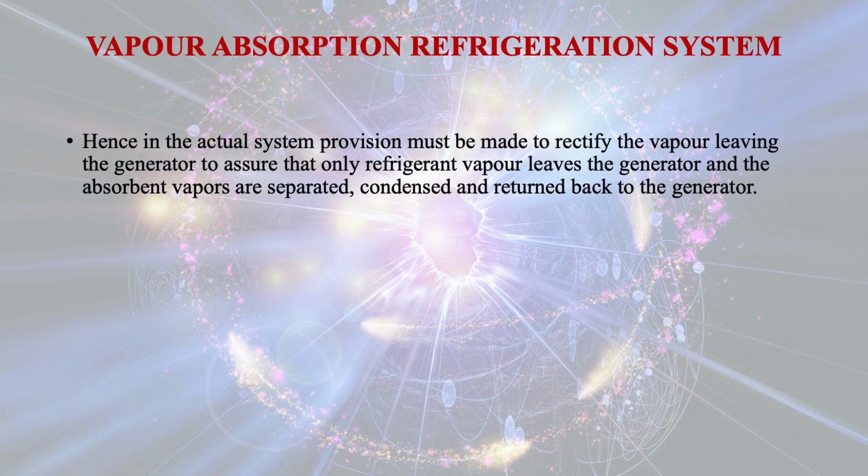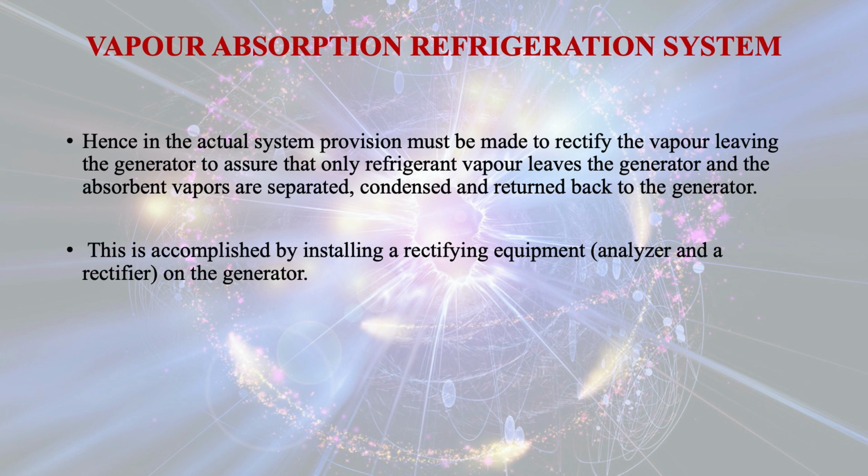Hence, in an actual system, provision must be made to rectify the vapor leaving the generator to assure that only refrigerant vapor leaves the generator, and the absorbent vapors are separated, condensed and returned back to the generator. This is accomplished by installing rectifying equipment, that is an analyzer and a rectifier, on the generator.